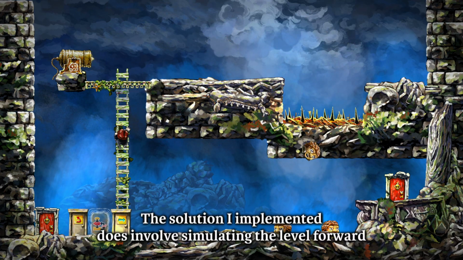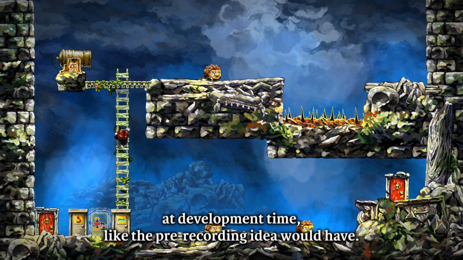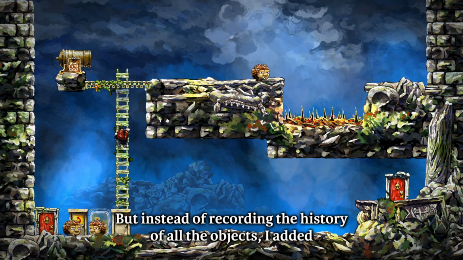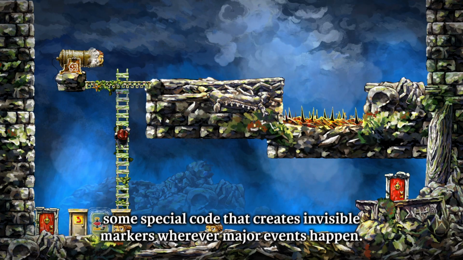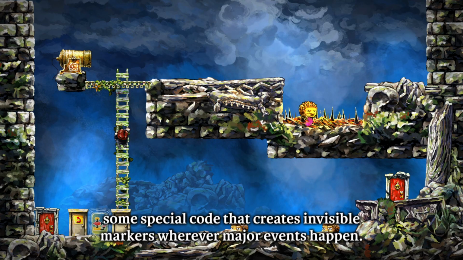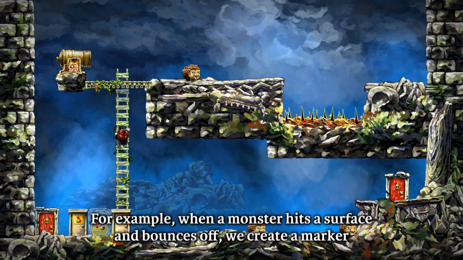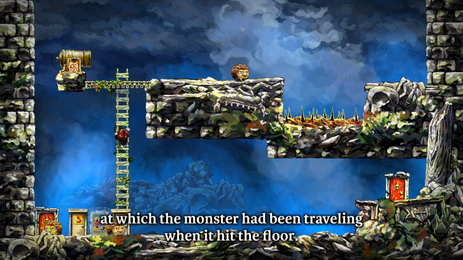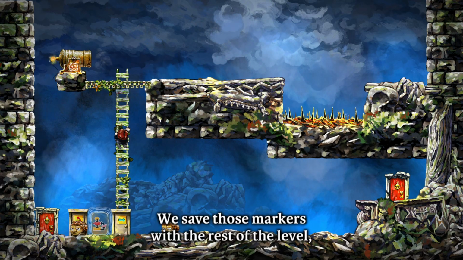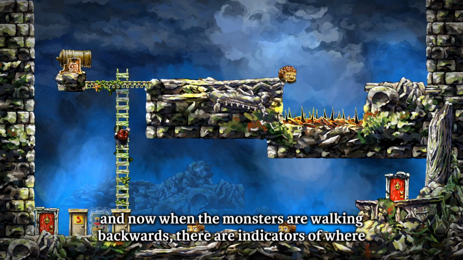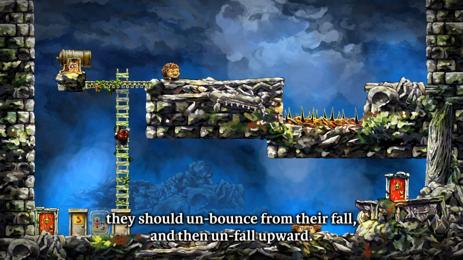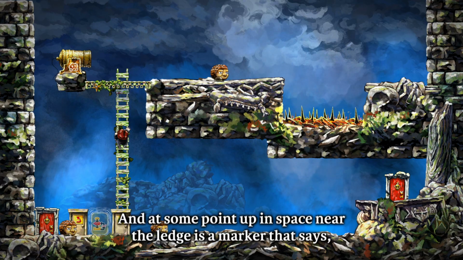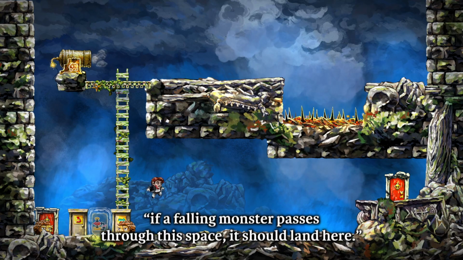The solution I implemented does involve simulating the level forward at development time, like the pre-recording idea would have. But instead of recording the history of all the objects, I added some special code that creates invisible markers wherever major events happen. For example, when a monster hits a surface and bounces off, we create a marker and also record the velocity at which the monster had been traveling when it hit the floor. We save those markers with the rest of the level, and now when the monsters are walking backwards, there are indicators of where they should unbounce from their fall and then unfall upward. And at some point up in space near the ledge is a marker that says, if a falling monster passes through this space, it should land here.